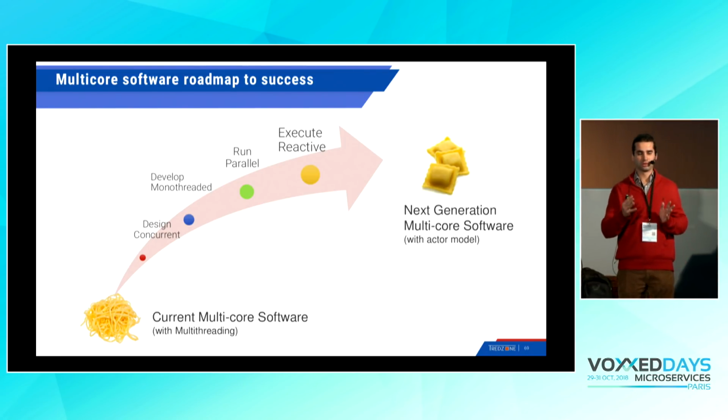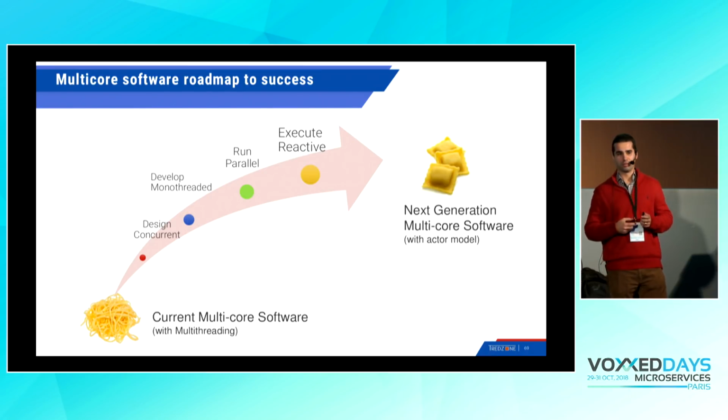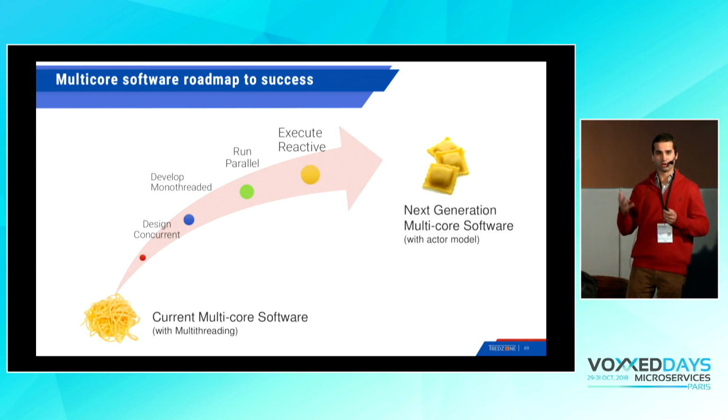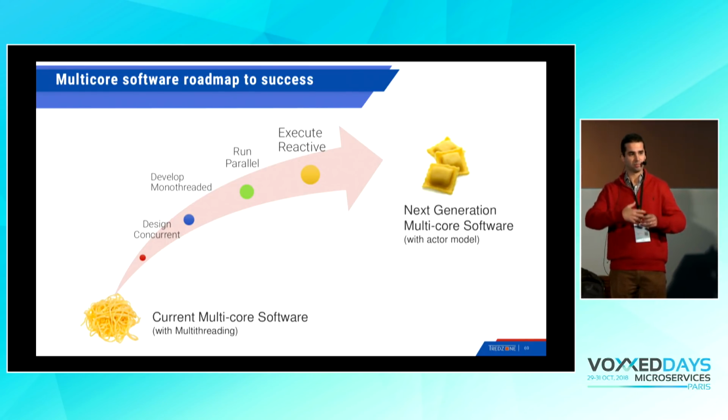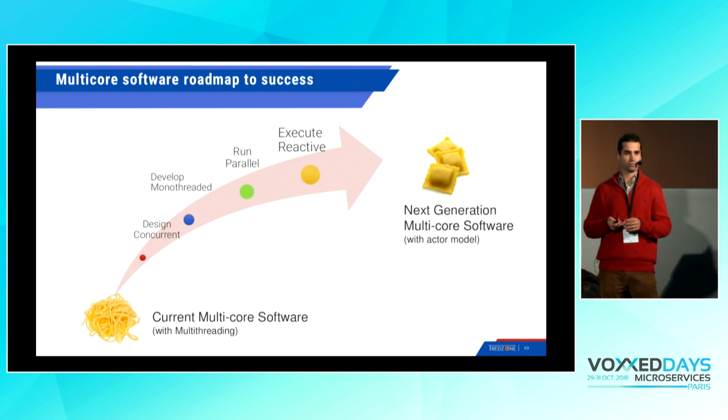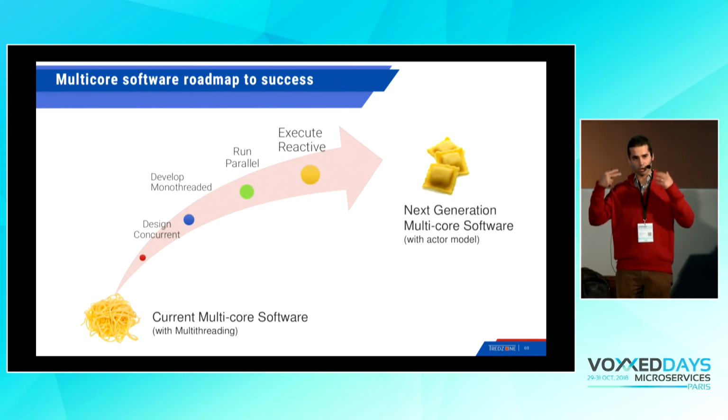So the roadmap to move from multi-core spaghetti code to multi-core ravioli code is actually to choose the best thing that we as humans can do collectively. Complex software is not done by one person, it's done by all of us. So how do we do it? At the design level, so architects, we want to design directly in a concurrent way.